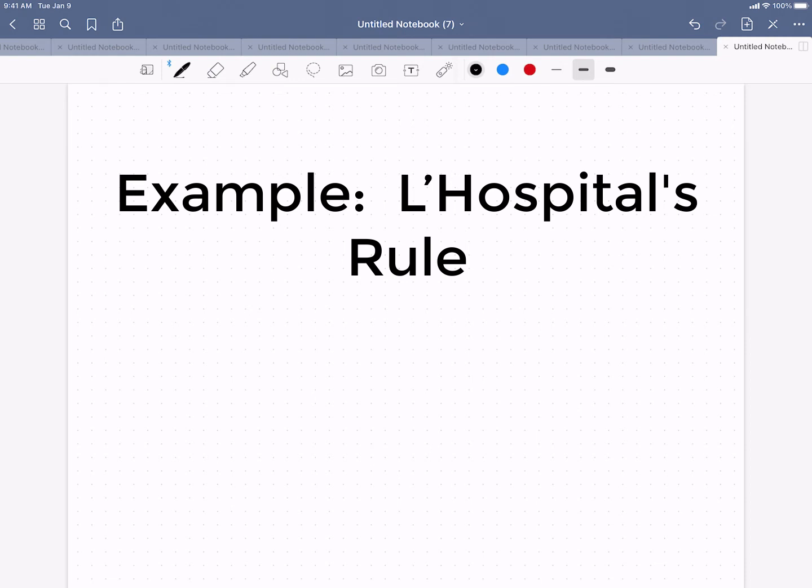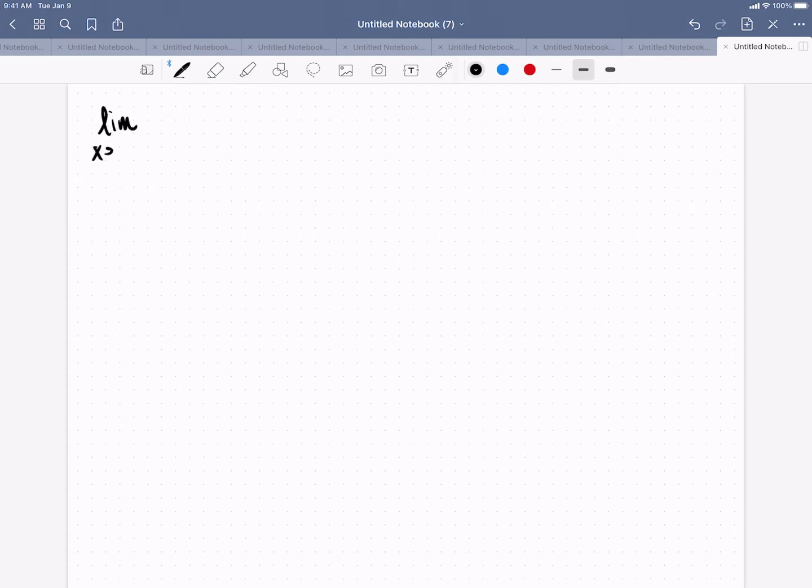Hey, it's another screencast with an example of an indeterminate form calculated using L'Hopital's rule. In this example, I want to calculate the limit as x goes to 1 of x over x minus 1 over log x. So this example will be a case of an indeterminate form of type infinity over infinity.